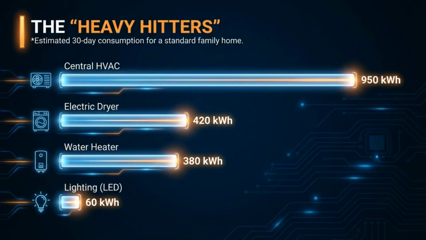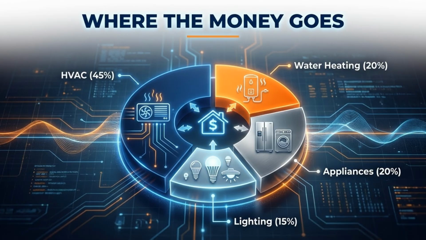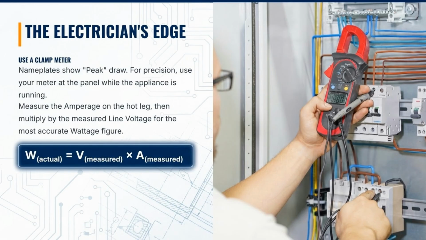Review the heavy hitters. This chart shows the estimated 30-day consumption for major appliances in a standard family home, with central HVAC typically consuming the most. This chart illustrates how electricity costs are generally distributed in a home, with HVAC and water heating consuming the largest percentages. For the most accurate wattage, use a clamp meter at the panel while the appliance is running.